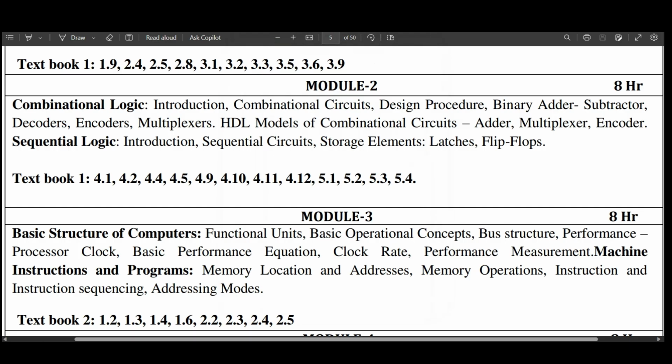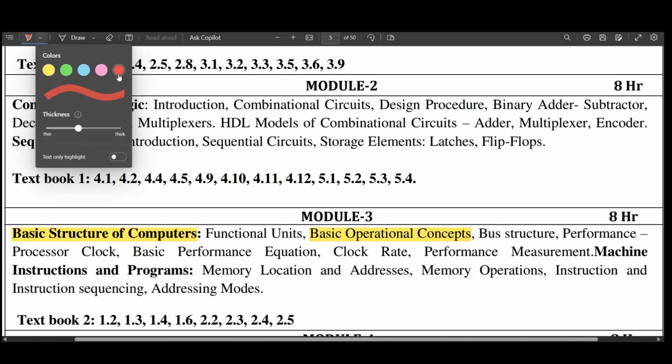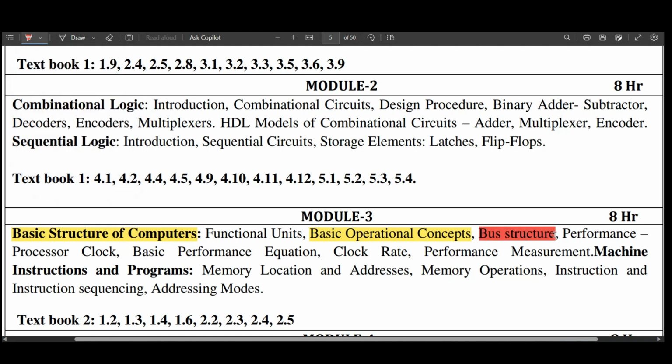Earlier, I will be covering the third module first in the digital design and computer organization subject. As I have said previously, in basic structure of computer, the important questions are basic operational concept, bus structure, performance, processor clock, basic performance equation, clock rate, and all these concepts will be asked for definitions in VTU.